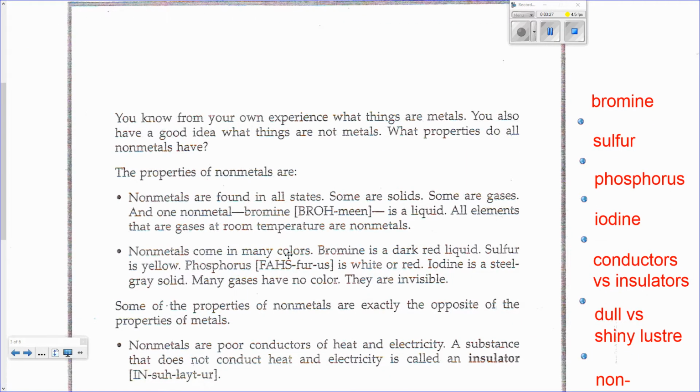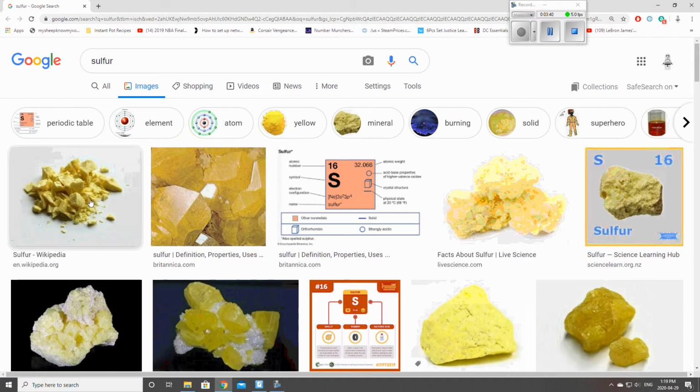Nonmetals come in many colors. Bromine is a dark red liquid, as we just saw. Sulfur is yellow. If you smell sulfur, it has a rotten egg sort of smell, and actually in eggs there is sulfur. That's why we associate sulfur with eggs.